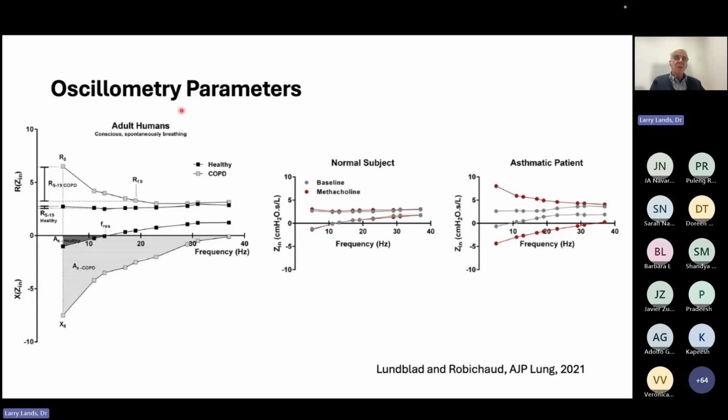And you see here in a situation compared to a healthy adult subject with, again, no frequency dependence of resistance, you can see a higher resistance at 5 hertz, a big difference between the resistance at 5 hertz and 19 or 20 hertz. And now the reactance is much more negative compared to health. The resonant frequency, again, is shifted way up. And so the area under the reactance curve is much larger.